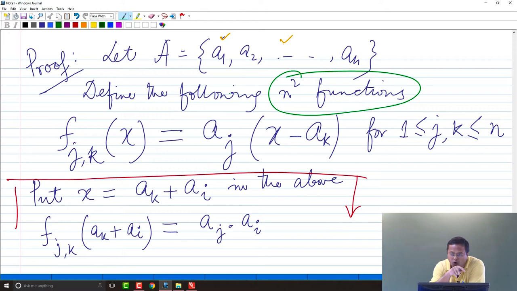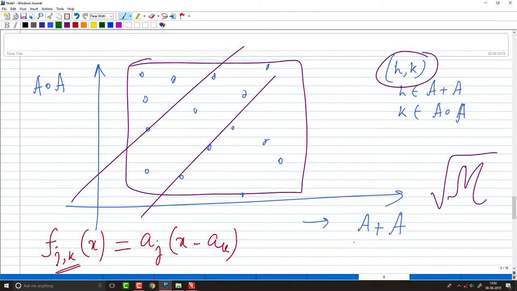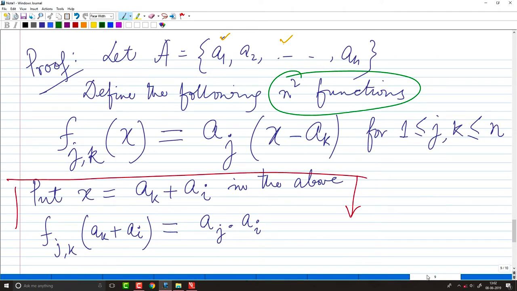Now, do all of these n square lines satisfy that property? It does, because if you replace x equals to a k plus i, mind you, this was your x, no? If you replace a k plus i, which is a value here in this function, you get an element like this. That is what a linear map is. Agreed? So, on this line, how many points are there? At least as many as a i's. How many a i's are there? n. So, each line now contains at least n points.